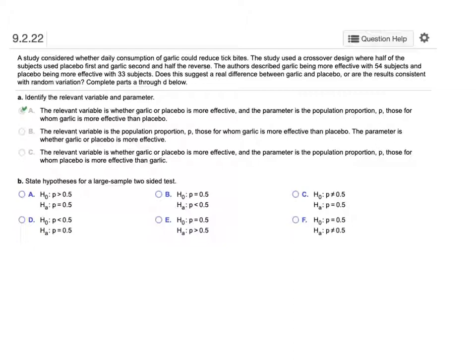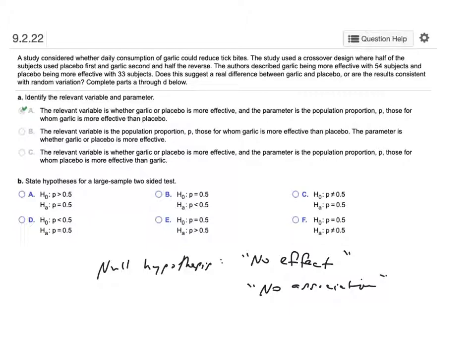So the null hypothesis is very often the measurement of no effect or no association, something along those lines. So that's not an unusual thing to happen. In this case, the null hypothesis, which is the H0, should be P is equal to 0.5. The null hypothesis for proportions will never be anything other than P is equal to a number. So all these ones that say P less than or P not equal to, those can't possibly be right. So B, E, and F are the only ones that say P is equal to 0.5.